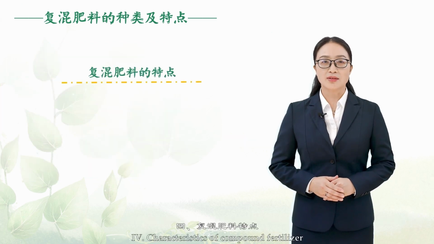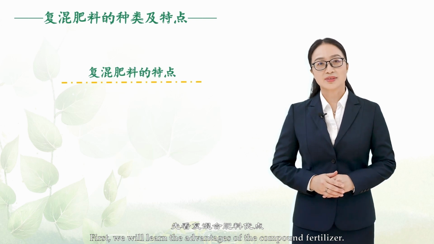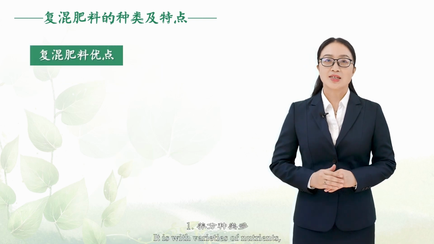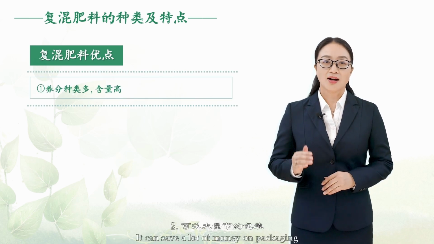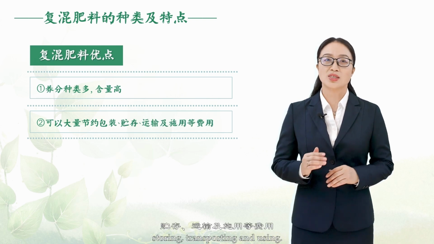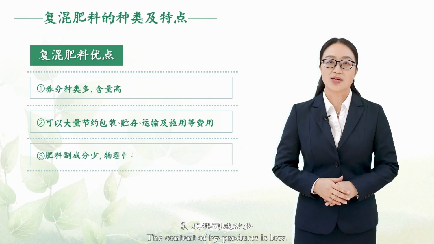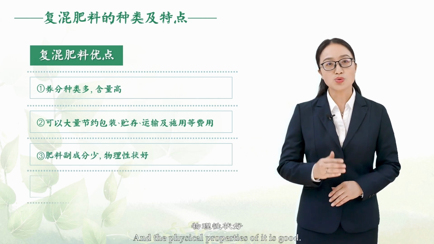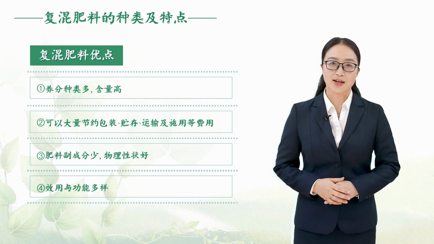Characteristics of compound fertilizer. First, we will learn the advantages of compound fertilizer. 1. It has a variety of nutrients with high content. 2. It can save a lot of money on packaging, storing, transporting, and using. 3. The content of byproducts is low, and its physical properties are good. 4. It also has various functions.